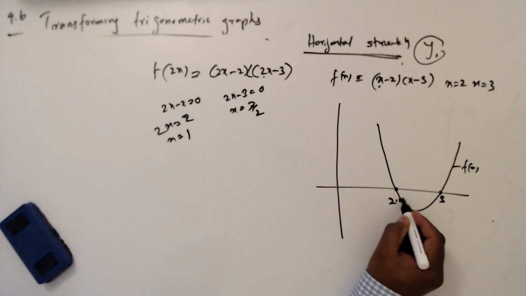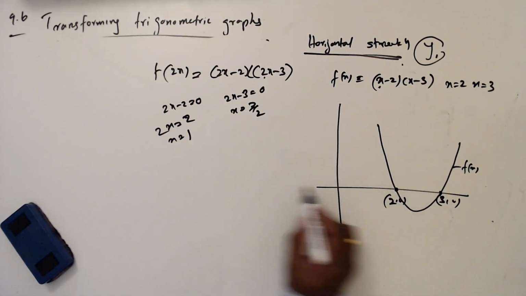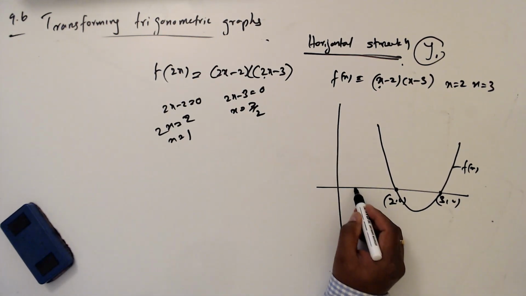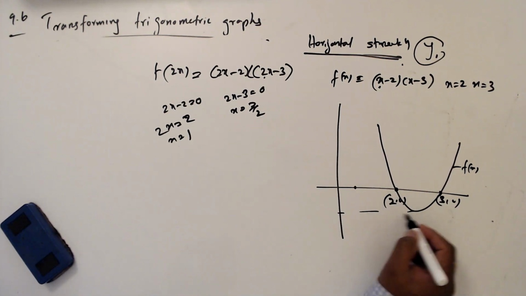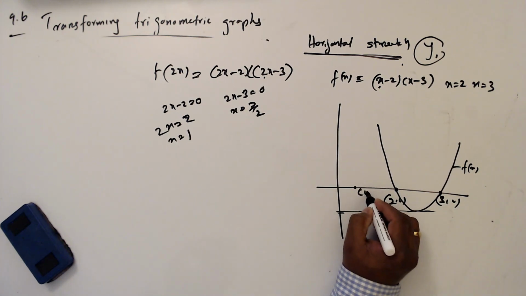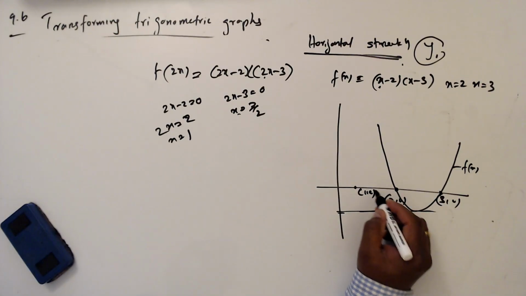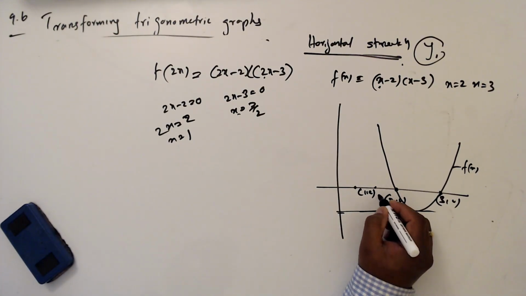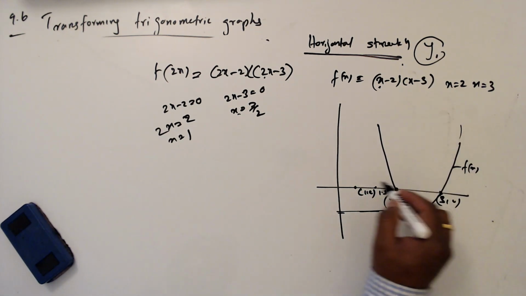These two roots, you can find now where? The root at 2, 0 you can now find at 1, 0. The y value is going to be the same. So this is 1, 0. And the root at 3, 0 you can now find at 1.5, 0. The y value is going to be the same.